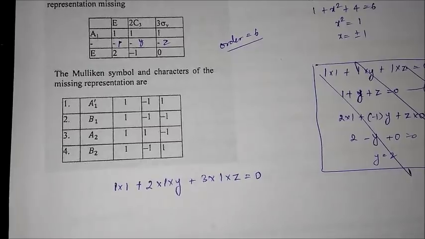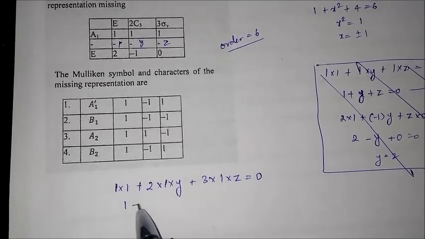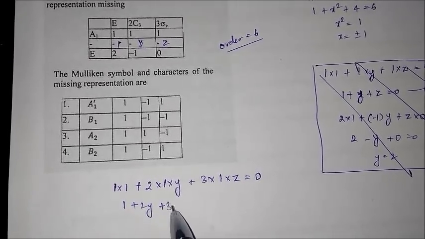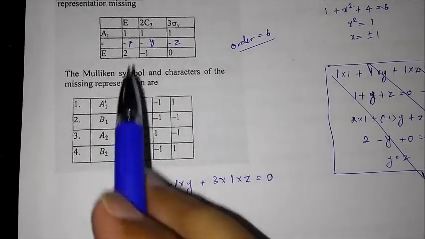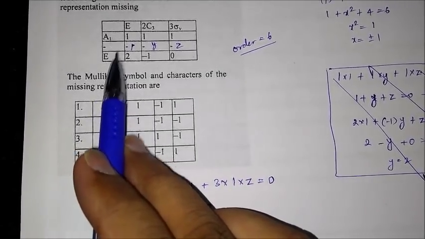This comes from the orthogonality theorem. So when we solve it, we'll get 1 plus 2y plus 3z equals 0. Similarly, we will again form an equation using these two, E and the missing one.